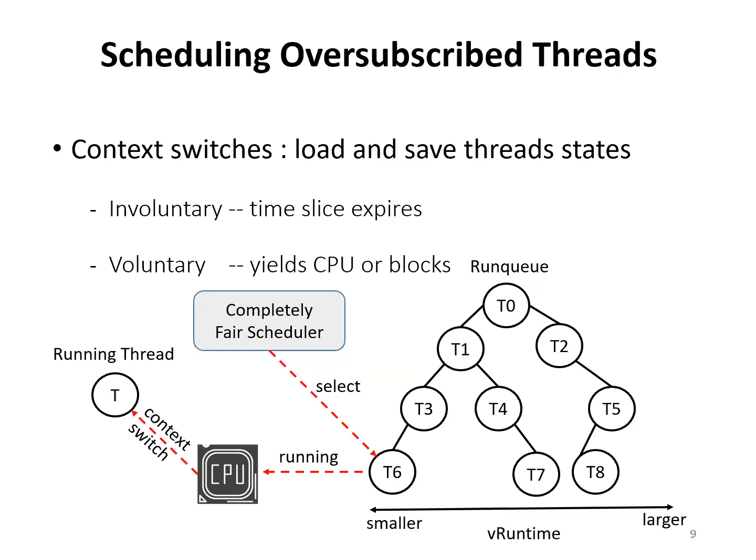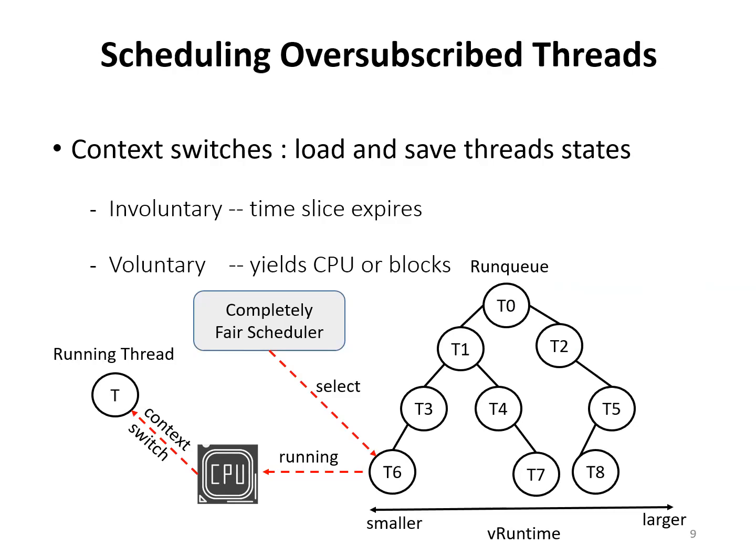Then we introduce how oversubscribed threads are scheduled. Linux employs fair sharing algorithms to schedule threads on the same core. Each thread is assigned a time slice. The Completely Fair Scheduler always selects the thread with the smallest virtual runtime as the next running thread. When switching to another thread, a context switch occurs to load and save thread state. Involuntary context switches happen on two occasions.